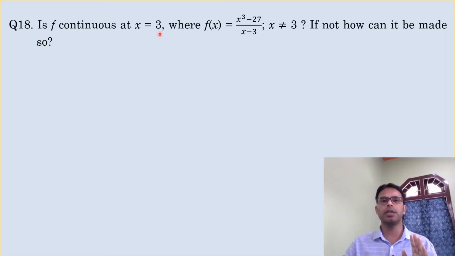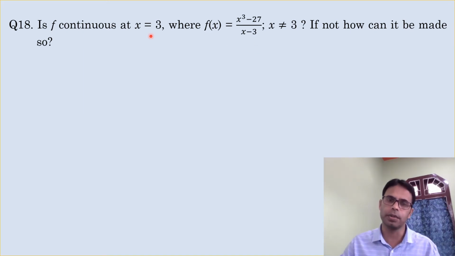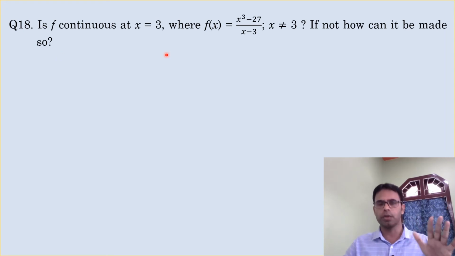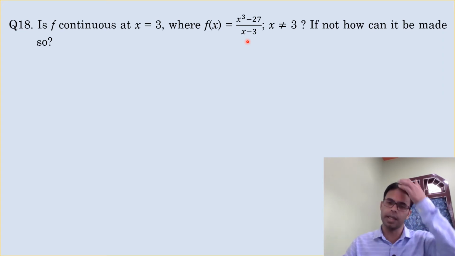Here, using x equal to 3, you can also see the function is undefined, and that is why the function is a discontinuous function at x equal to 3. That is the answer to the first question. If not, how can it be made so? That means it is a discontinuous function. So the next question is, how can we make this function continuous? That is our second question, and that is the important part.